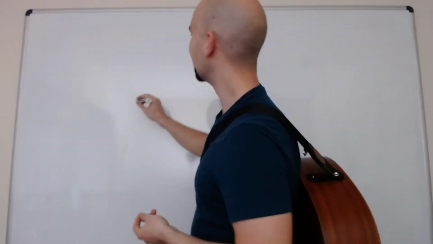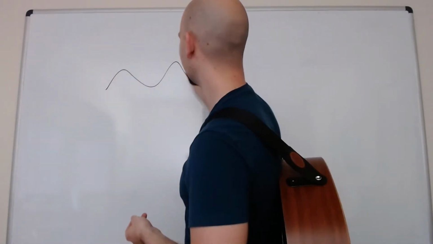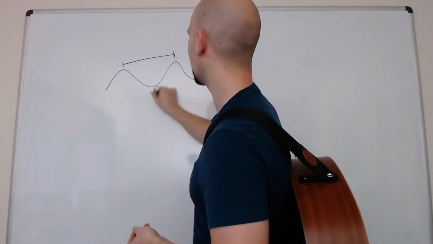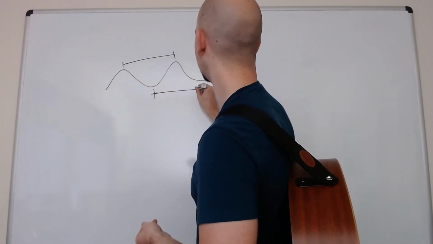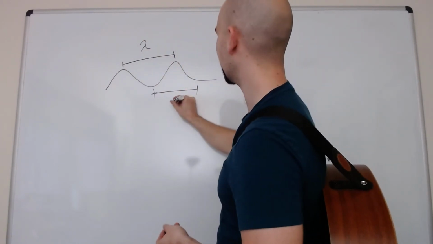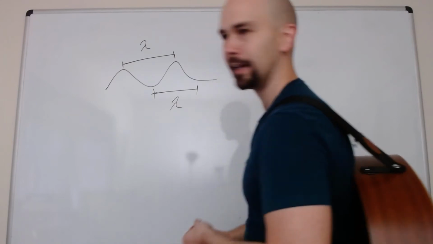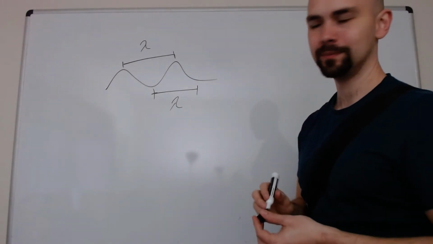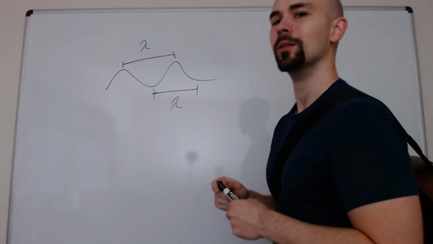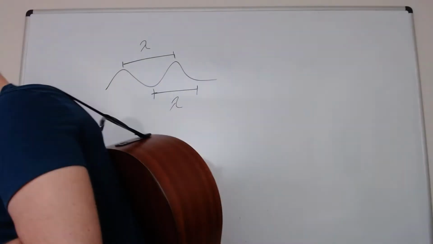So, remember that wavelength for a transverse wave is going to be the distance from crest to crest or trough to trough. Both of these are wavelength, and here's the lambda, the symbol for wavelength. We're dealing with sound though, and sound, is it a transverse wave like that? No. Sound is going to be a longitudinal wave.